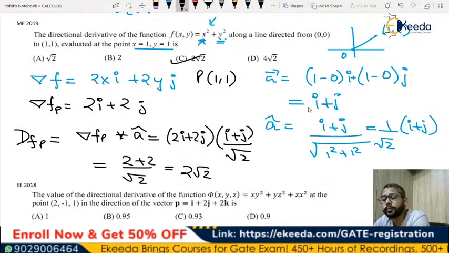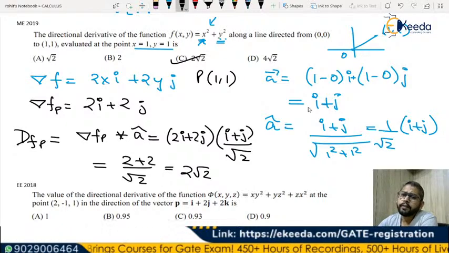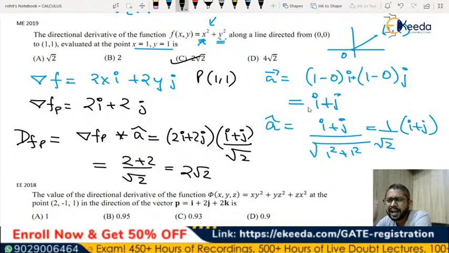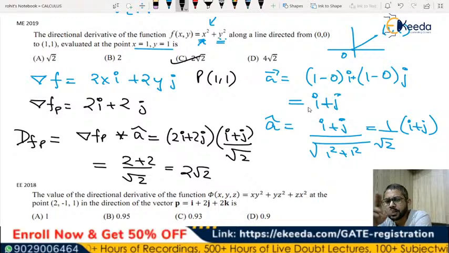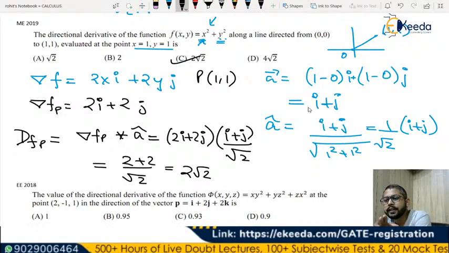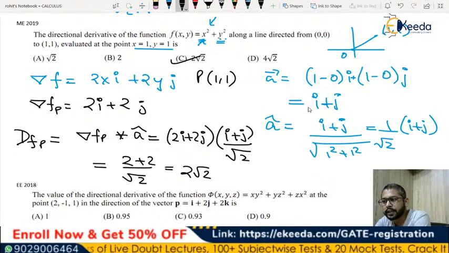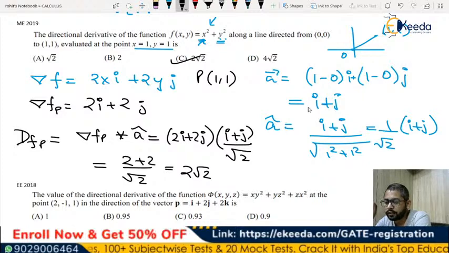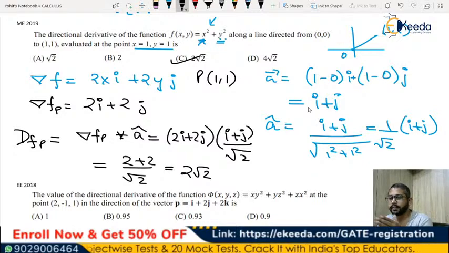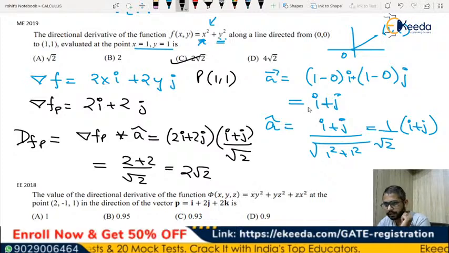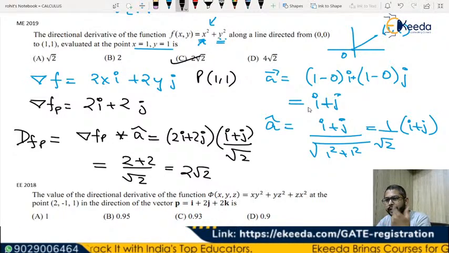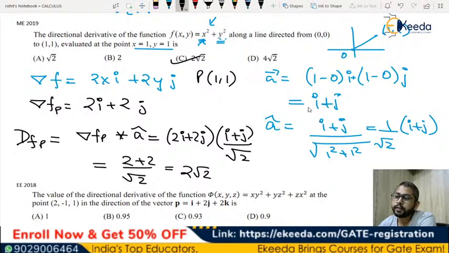Clear? I hope there is no problem. All you have to see is, whichever gradient you find will have its own direction, but you need to see a component, a projection of the gradient in the direction they are asking you. So the direction they are asking you is a line joining from 0, 0 to 1, 1. So if you have to find the directional derivative in this vector direction, you'll have to dot product it with the gradient and make sure to divide by the absolute value of that vector also.